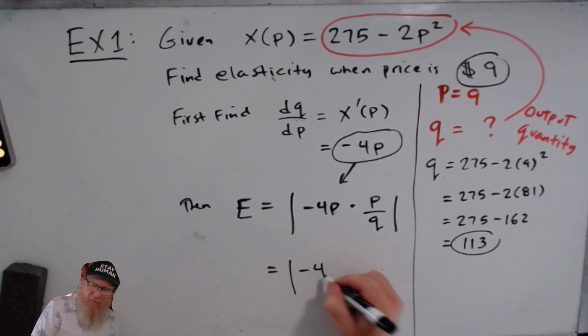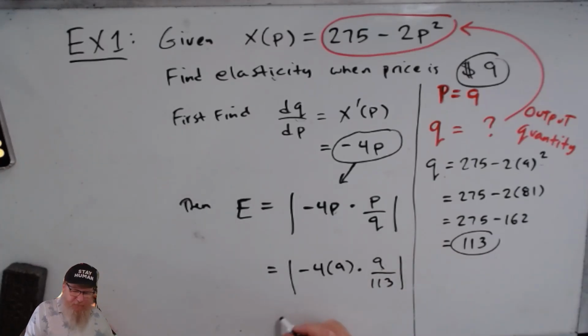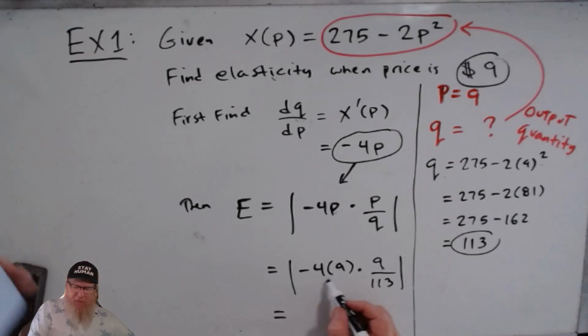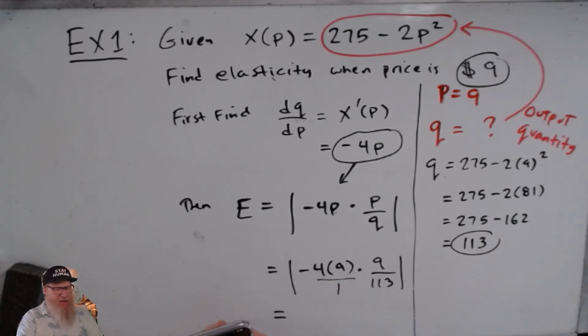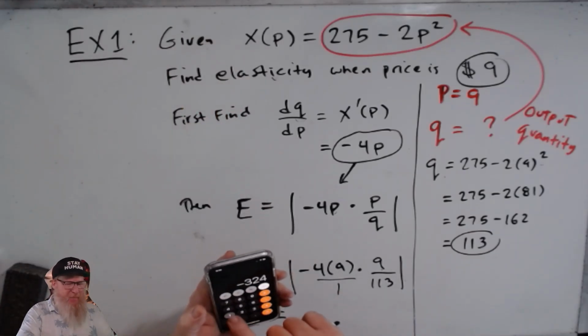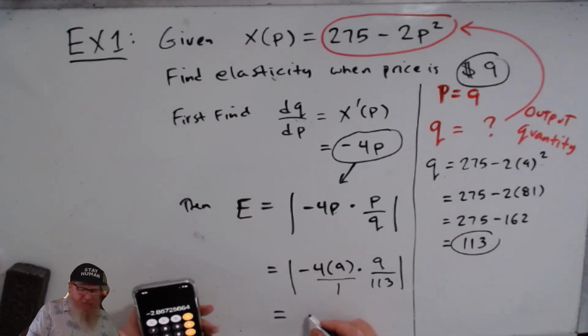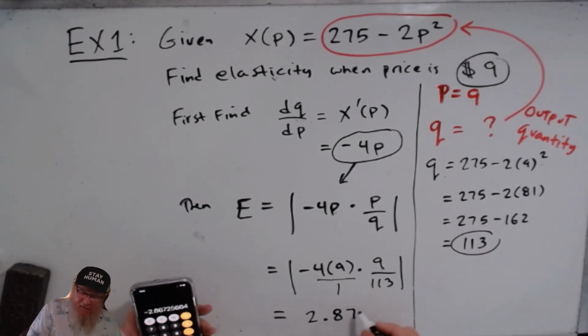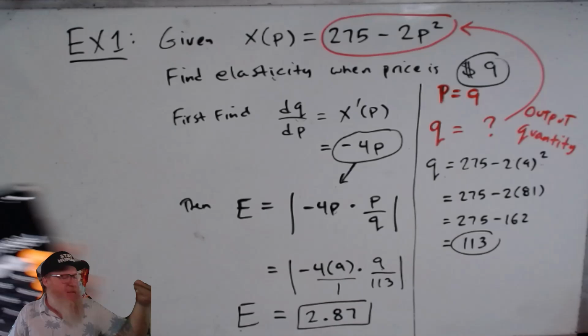So I've got negative 4 times 9 times 9 over 113. Remember, there's an invisible 1 down here if that helps you from making an arithmetic error. So I've got 36 times 9, or you could do 81 times 4. So that's negative 324, although, as I mentioned before, the negative doesn't matter. Divided by 113, negative 2.867. So I'm going to take the absolute value, which will be 2.87. So that's our E. Ignore the negative because it's an absolute value. There we go.